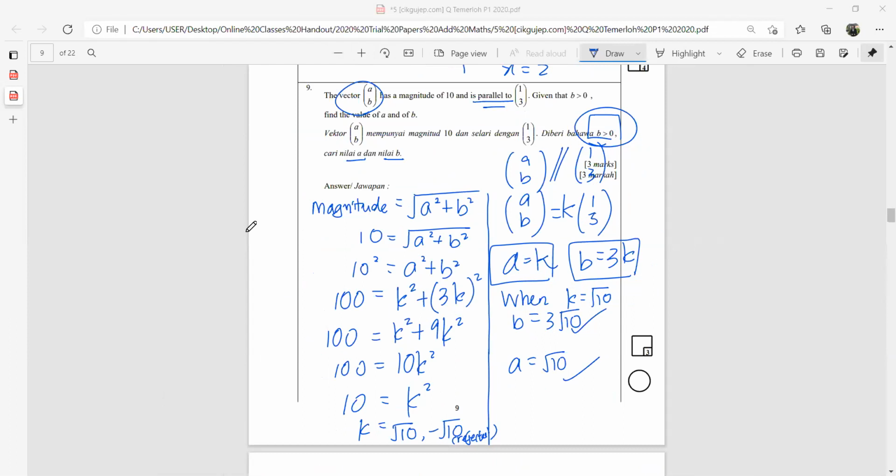Okay, correct or not? Double check where the mistake is, and those who start, that's the way you can continue. Wow. Okay, any questions so far?